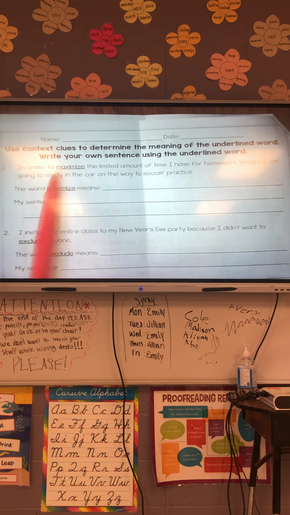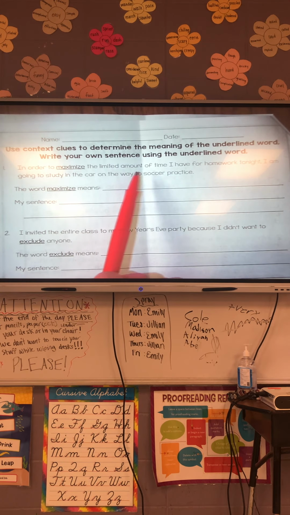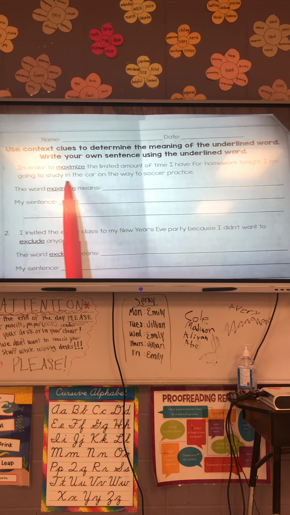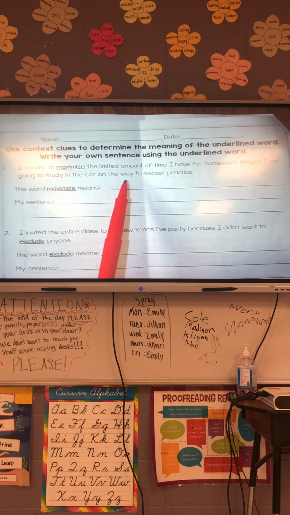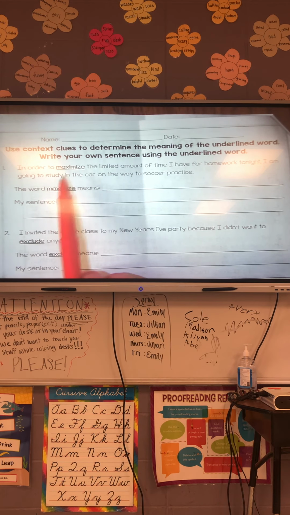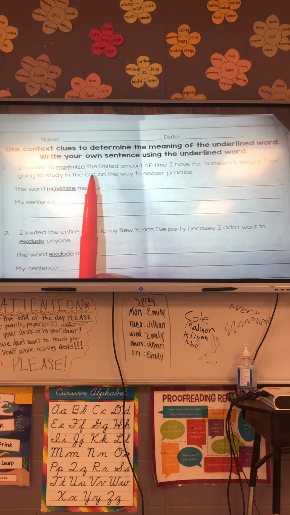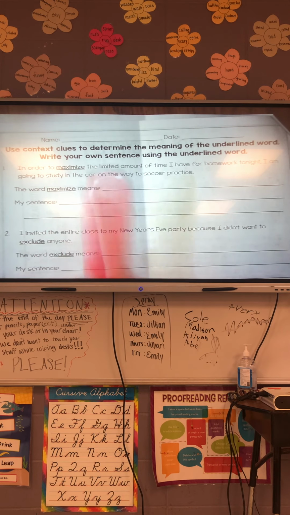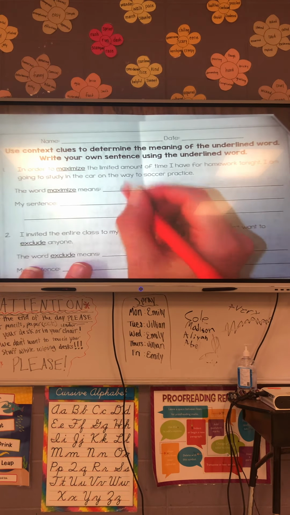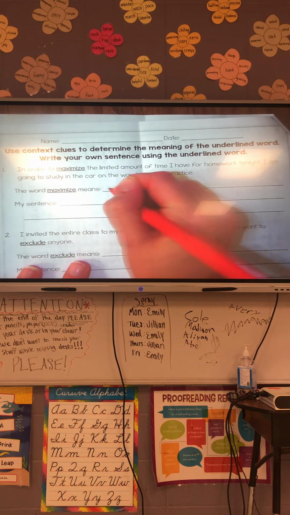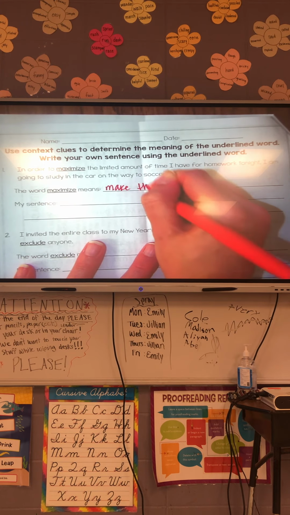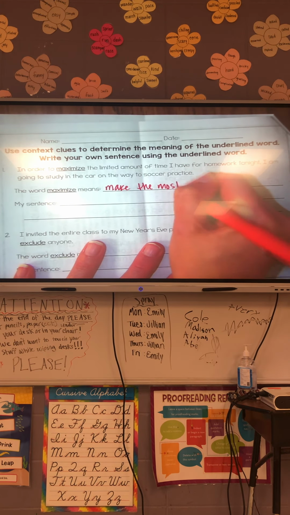In order to blank the limited amount of time I have for homework tonight, I am going to study in the car on the way to soccer practice. So I would say, in order to make the most of the limited amount of time that I have, that seems like that would be a good phrase to go there. So I'm going to put, in order to make the most of.